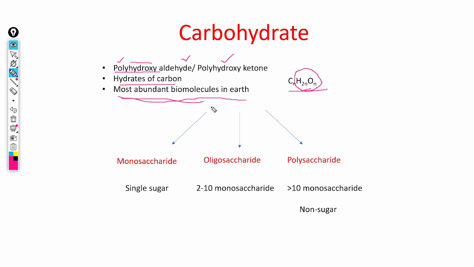Again, the carbohydrate can be divided into three parts: monosaccharide, oligosaccharide, polysaccharide. Monosaccharide means a single sugar. Oligo means 2 to 10 monosaccharides joined together to form the oligosaccharide. And when more than 10 monosaccharides are joined together, it is called the polysaccharide. Please note that this polysaccharide is also called a non-sugar because it is not sweet in taste.